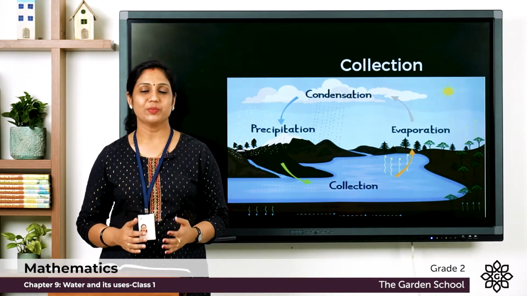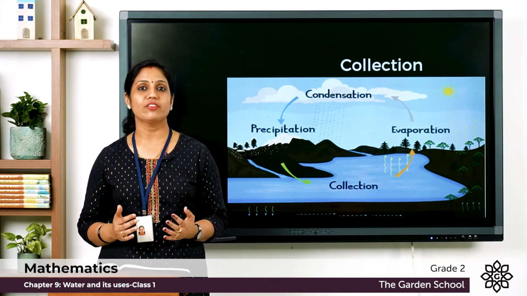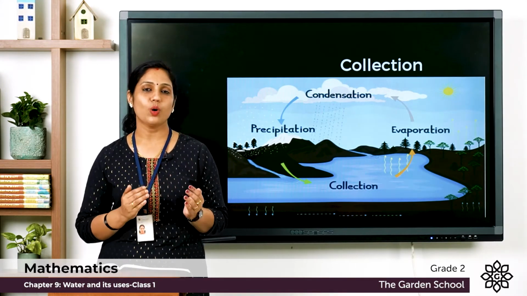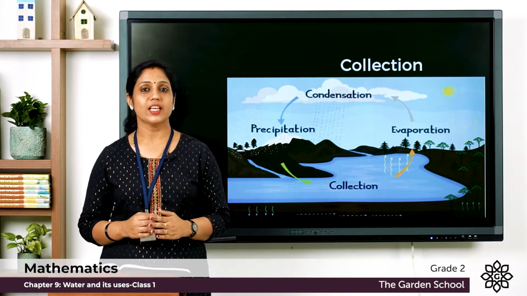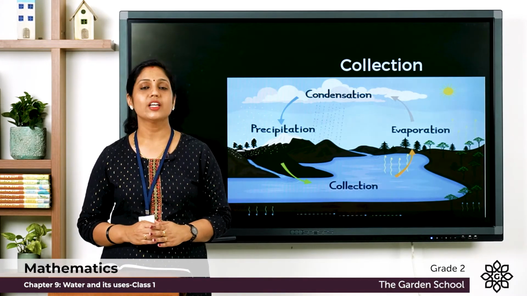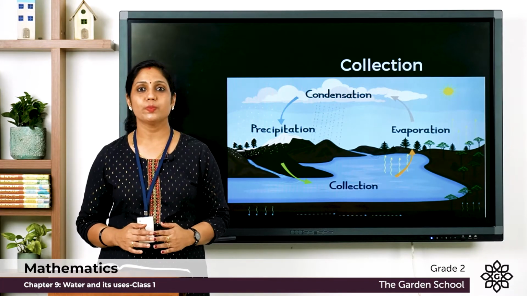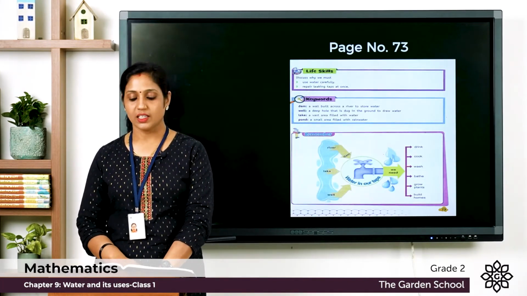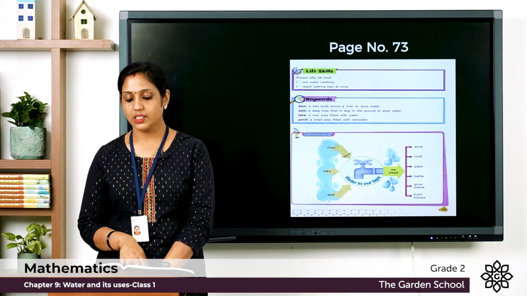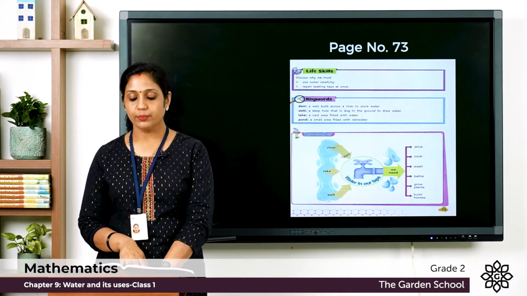So in this chapter, we learnt about water and the different uses of water and how water reaches the taps in our homes. Read the chapter 2 times and let's move on to the exercises part. You can open your textbook and turn to page number 73. First, we have the life skills. Discuss why we must use water carefully.